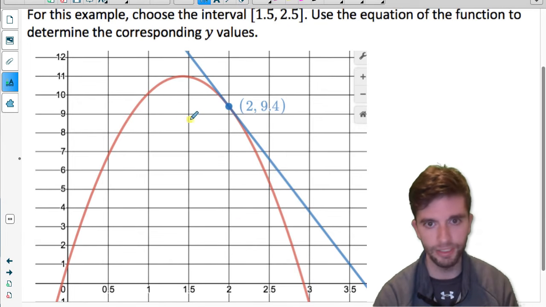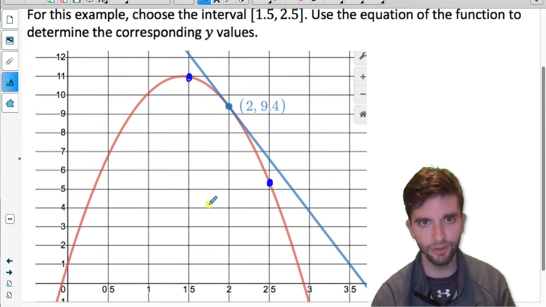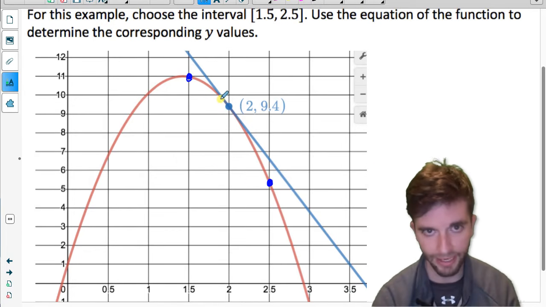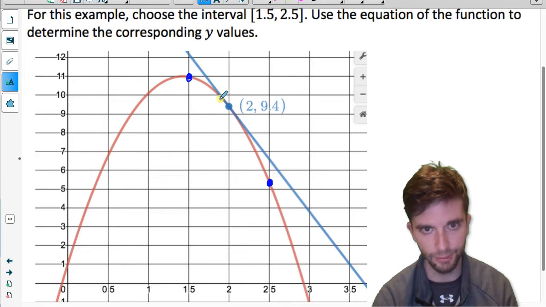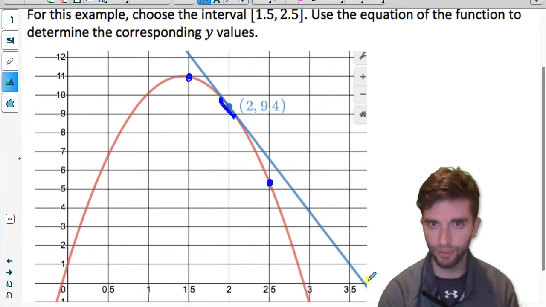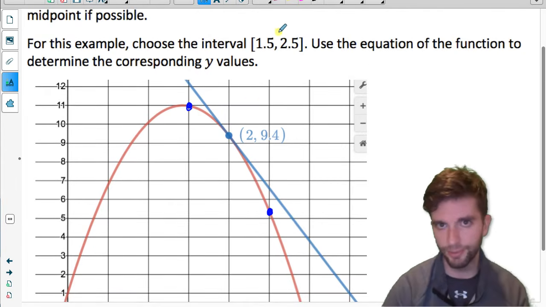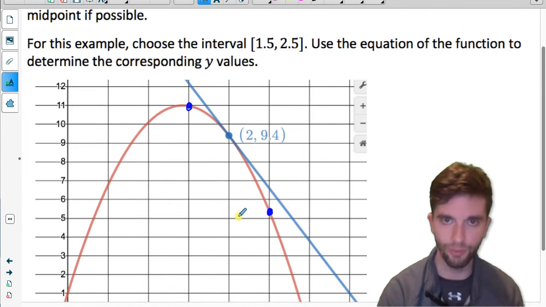So how about between 1.5 and 2.5, like the question asks? So that interval is smaller, and the smaller the interval, the better. In fact, it would be even better if I did between, let's say, 1.9 and 2.1. If I found the secant line that connects those 2 points, that would be really close to matching that tangent slope. But the question says use the interval between 1.5 and 2.5, so that's what we'll do.